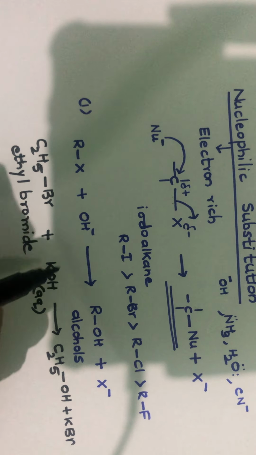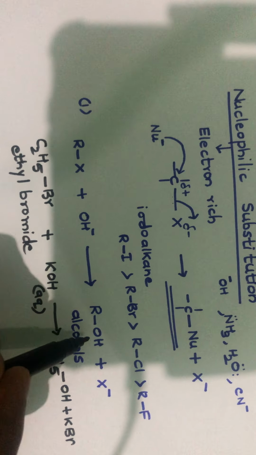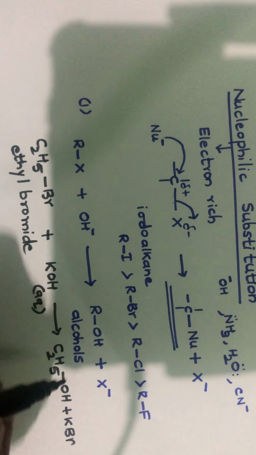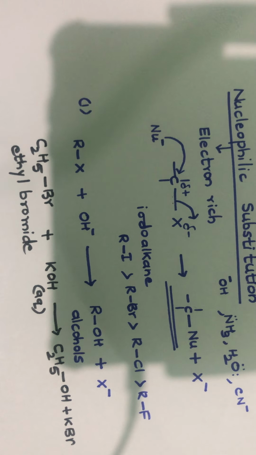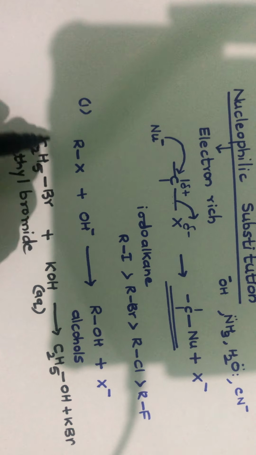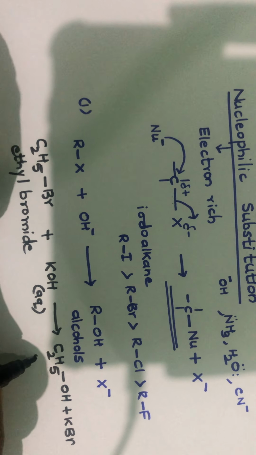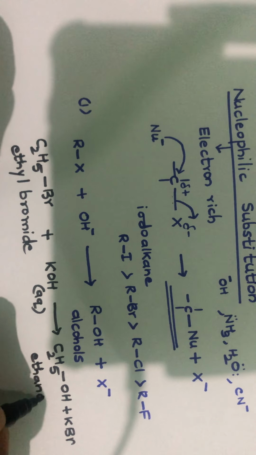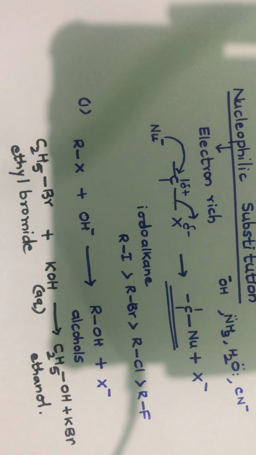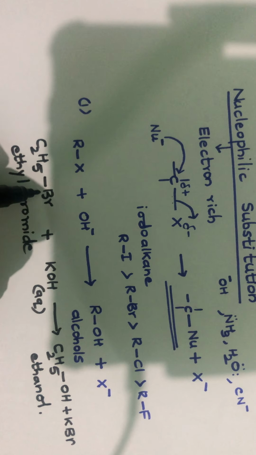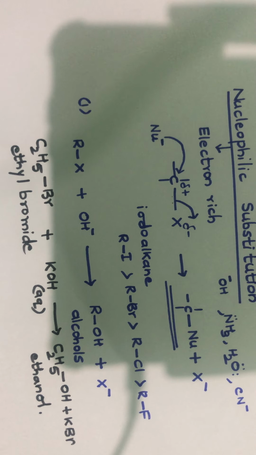So instead of treating it with KOH, if you treat it with silver hydroxide, that means moist silver oxide, you are going to get the same product. If you treat it with water also, you get the same product. So this reaction is replacement by hydroxyl group. It results in the formation of ethanol. This is also a nucleophilic substitution reaction where OH minus replaces this Br. This is one such reaction. We will deal with other reactions also.